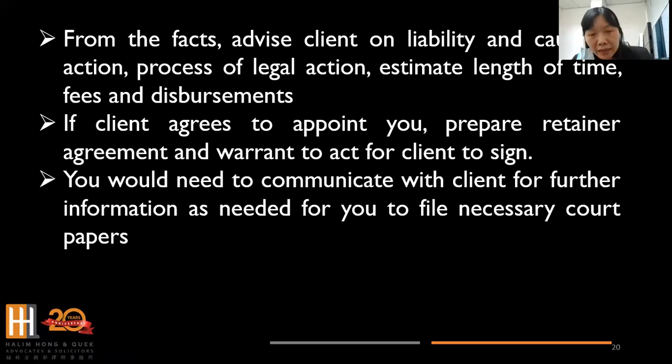If yes, again, like the family matters, you still prepare the retainer agreement and the warrant to act. And also you need to communicate with the client for further information as needed, to file your court papers.